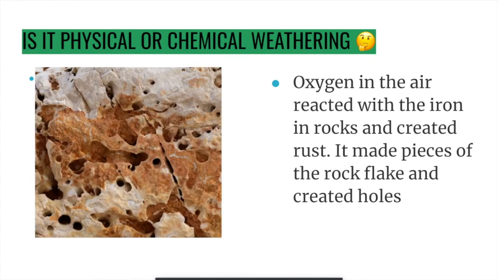Last example. Notice how this rock has many different holes. It's also kind of bumpy, and it's orangey, which makes me think that it is rust that has developed through the rock. It says oxygen in the air has reacted with the iron in the rock minerals and created rust. It made the pieces of rock flake and created holes. So what do you think? Is this physical or chemical weathering?